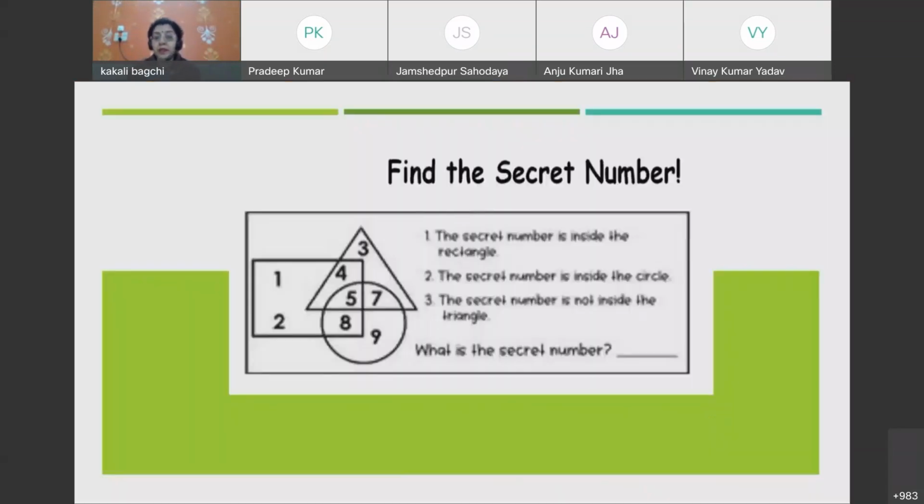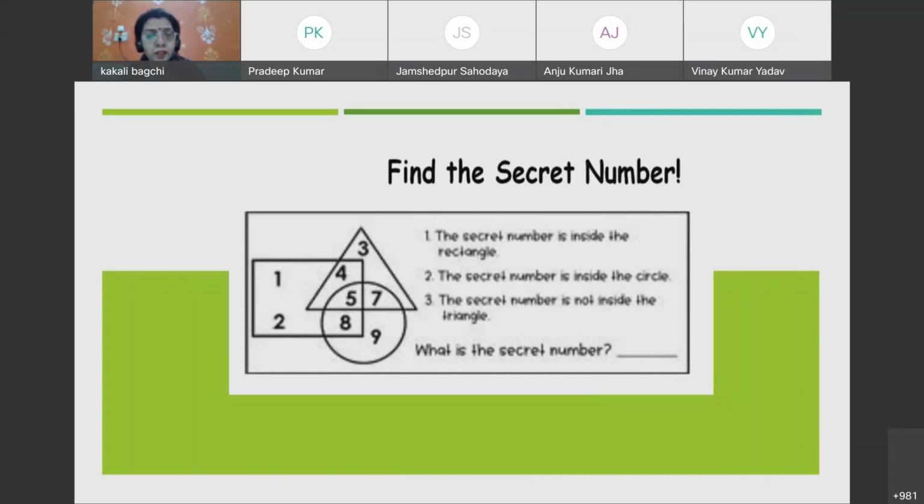This one, reply to me. The secret number is inside the rectangle. The secret number is inside the circle. The secret number is not inside the triangle. In every case there is an 'and'. What is the number? The secret number is inside the rectangle, and the secret number is inside the circle, and the secret number is not inside the triangle. What is it? No, not 5, not 16. What is the number? Yes, the number is 8.